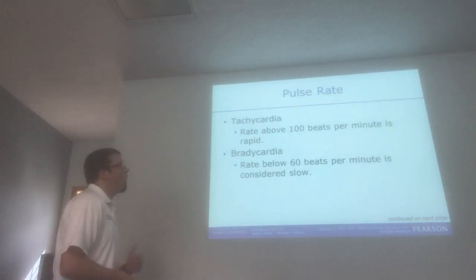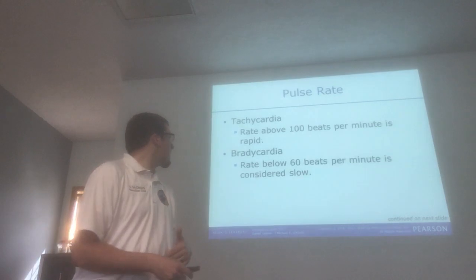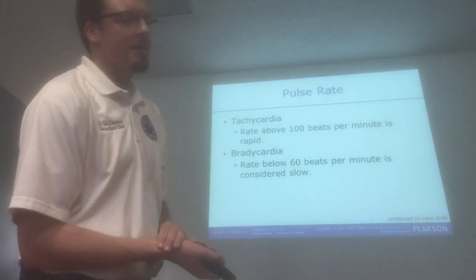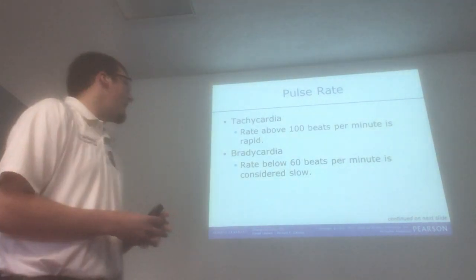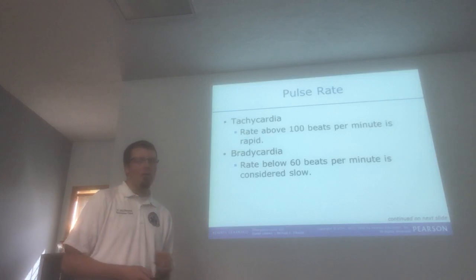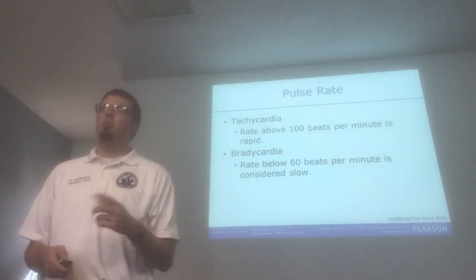Tachycardia is a rate over 100 beats per minute, and it's going to be a rapid pulse rate. So if you feel somebody right off the bat and you're like, oh, that feels really fast, it's probably on the tachycardia side. Bradycardia is a rate below 60 and is considered slow. So tachy is fast, brady is slow.